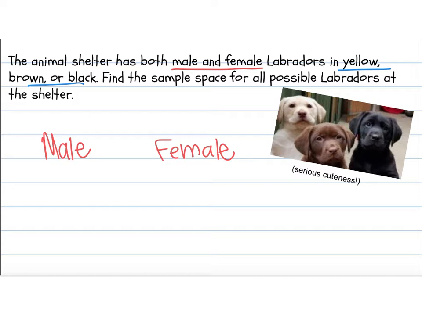Now, let's say I chose a male Labrador. Ask yourself then, what's the next thing? What colors could you pick? You could get a yellow male lab, a brown male lab, or a black lab. What if you chose female? Well, if you chose female, you could get a yellow female, a brown female, or a black female. Okay, so this is our tree diagram, starting with the top ones, and then what you branch out from there.